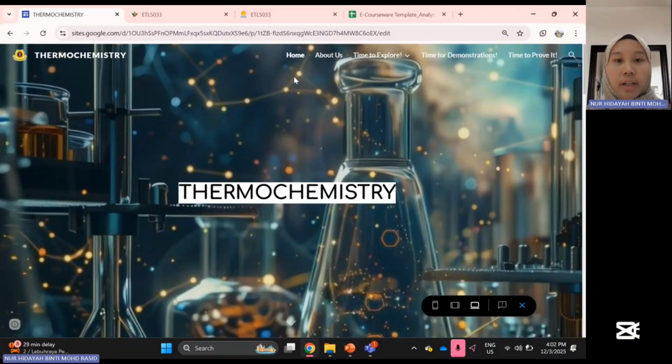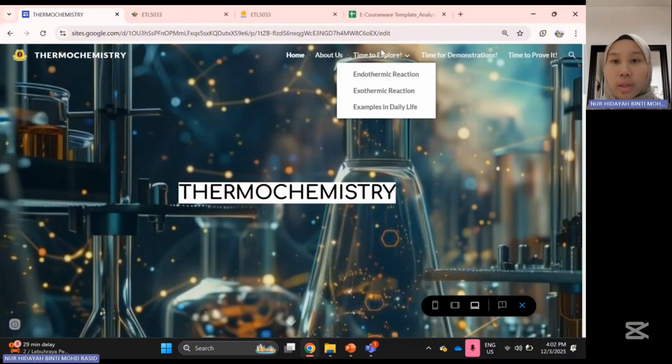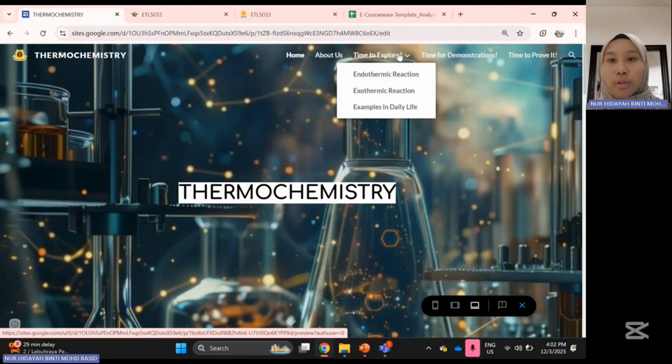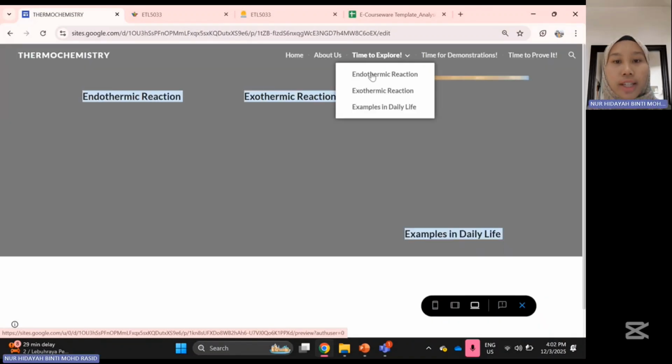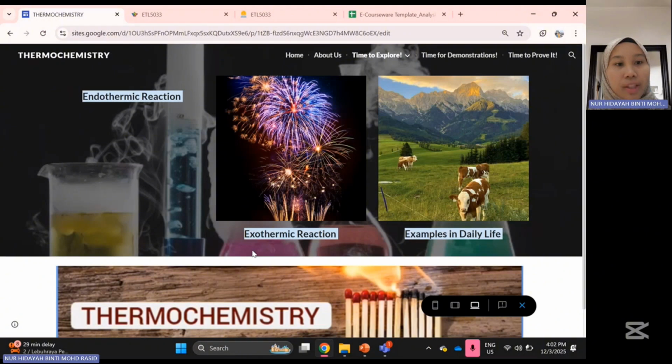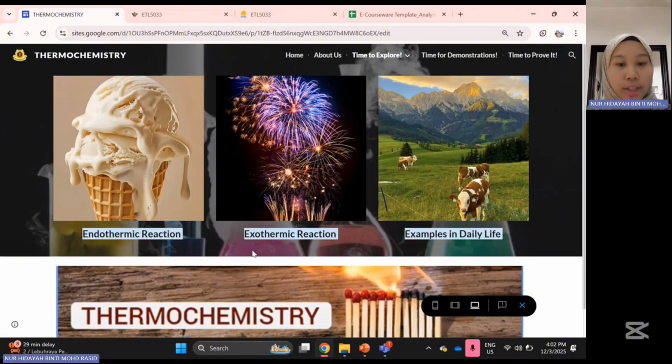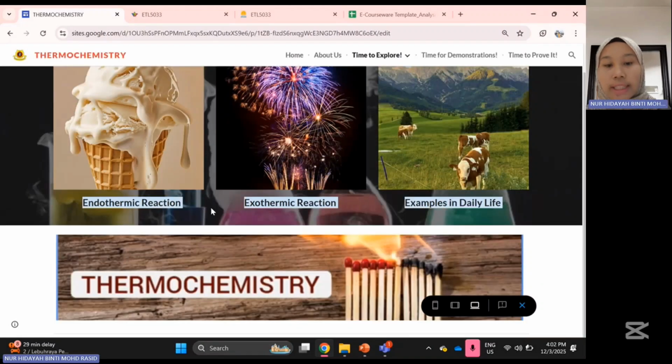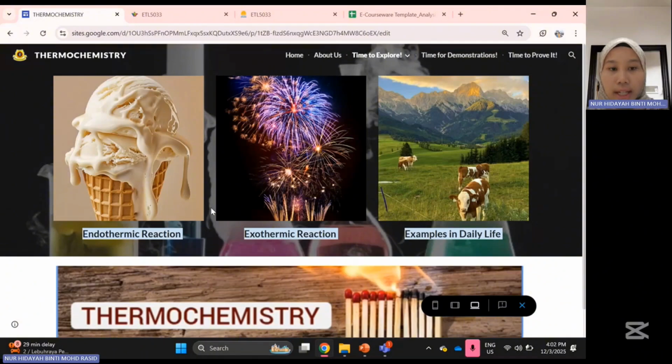Okay, moving on from the home page, we are going to go to the Time to Explore tab. Here we can see three different pages. First, endothermic reaction. Second, exothermic reaction. Lastly, the examples of endothermic and exothermic reactions in daily life. Next, we are going to go into each part. First, let's go into endothermic reaction.